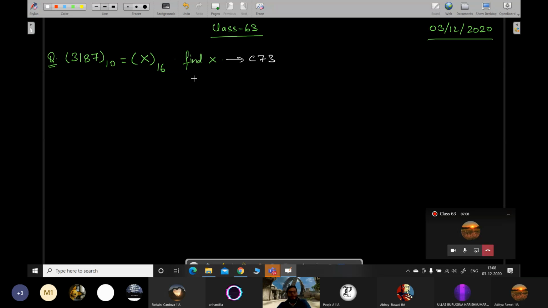Okay. ठीक है. Today we are going to see some other things. ठीक है. ये topic के बाद we'll start with similar concepts. But अब क्या होगा? Here we will be going from, अब decimal नहीं होगा.